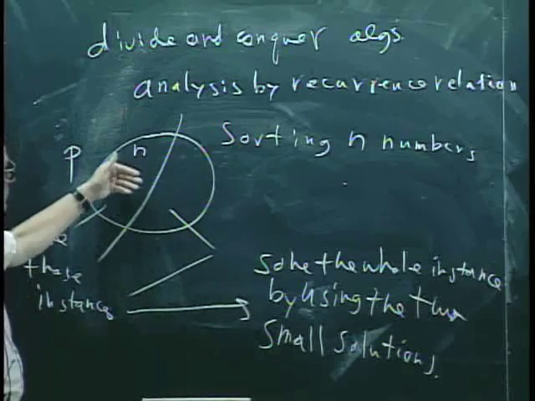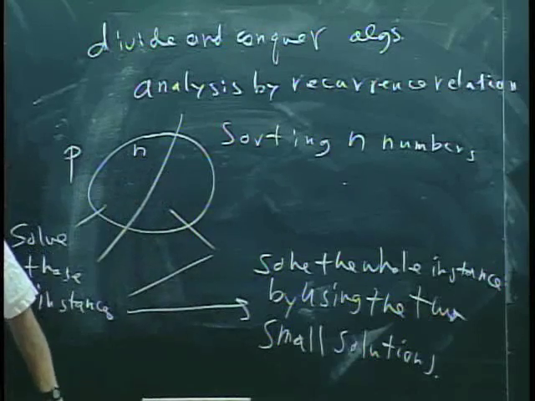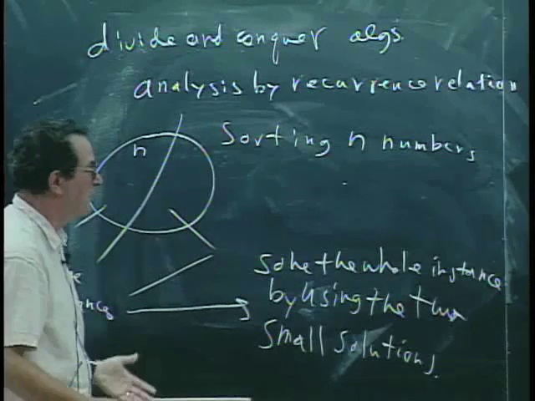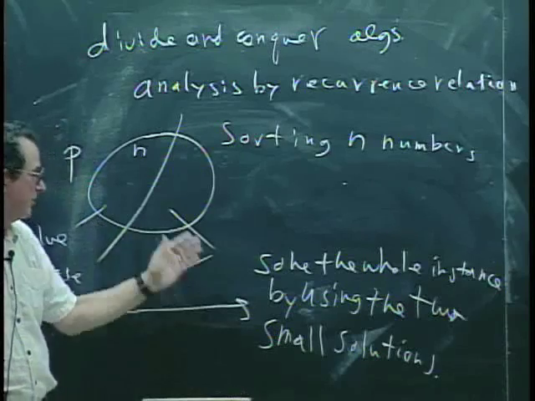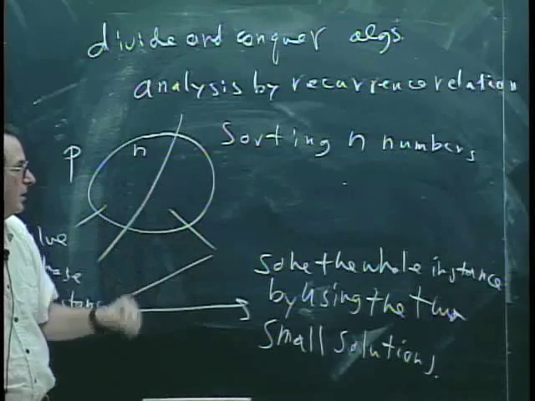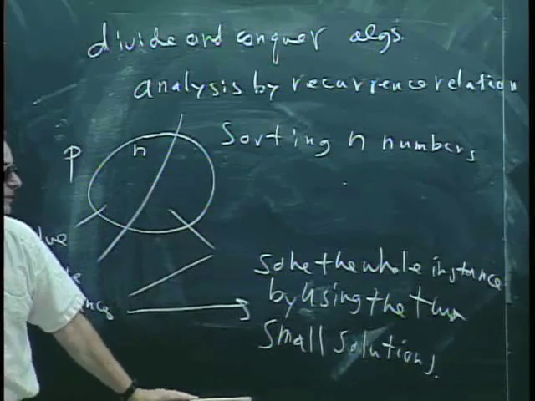All right, who's seen an algorithm of this type? Okay, which one is it? Merge sort. Okay, merge sort. Any other ones? Okay, merge sort. That's a good example. That's really the classic example of this kind of algorithm, and we're going to do an analysis of that in a minute. And we'll see three or four other algorithms of that type.